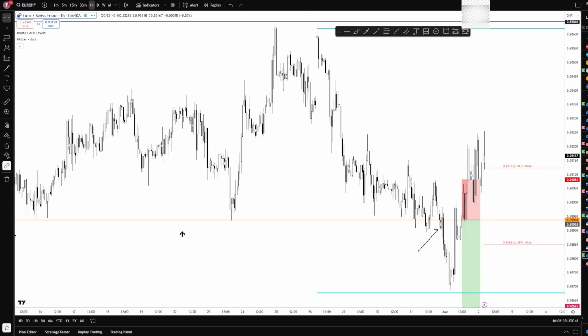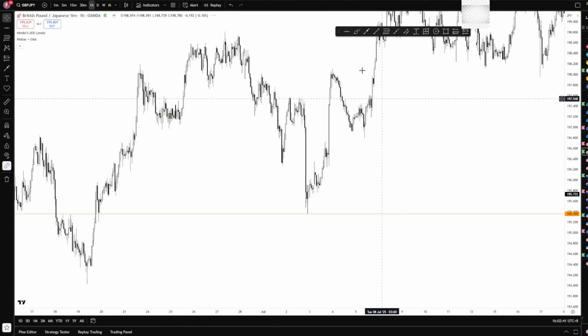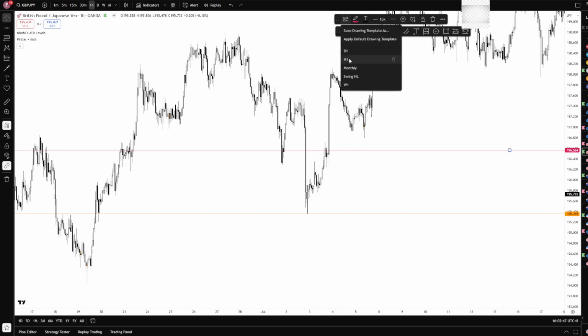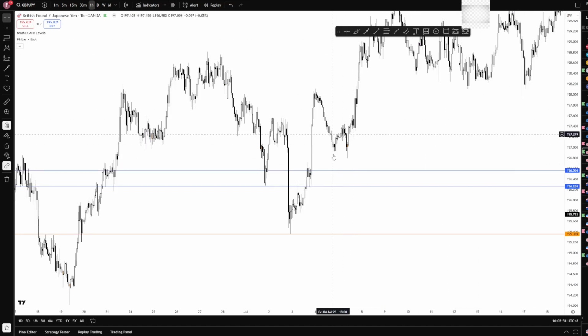And my last trade of the day was pound JPY. So I took this trade here on Friday. I think my entry was this line, and my stop was here. My take profit was actually this line.